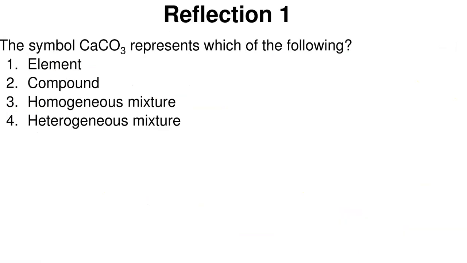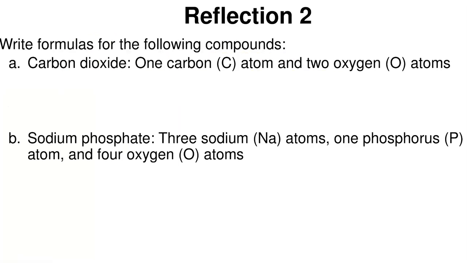Let's do reflection 1. The symbol calcium carbonate represents which of the following? Here different elements are combined chemically, so it represents a compound. Reflection 2 says, write the formulas for the following compounds. Carbon dioxide has 1 carbon atom and 2 oxygen atoms. We're not doing nomenclature now, so no need to panic. 1 carbon atom means capital C. Use your periodic table and look it up. Oxygen, of course, is O, but in this case there are 2 oxygens, so you don't write O2 on the line. That is wrong. You write O with subscript 2: CO2, carbon dioxide.